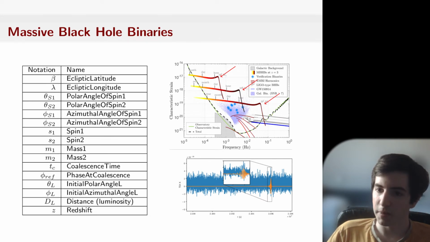Here's a list of the parameters that need to be estimated. They include the masses and spins of each component black hole, the location in the sky of the source and our distance to it, the time when the coalescence happens and the phase of the waveform at that time, the angles of inclination of the orbital plane, and of each of the spins relative to that plane.